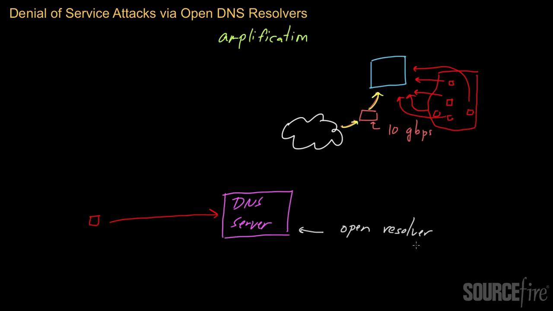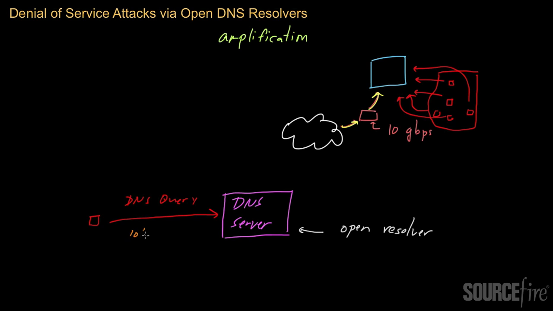Getting back into this particular video, denial of service attacks that use open resolvers for amplification work as follows. The attacker is going to craft a DNS query, a very specific kind of DNS query, to this open resolver, this open DNS server on the internet. This query is going to be relatively small. Let's say it's going to be in the tens of bytes.